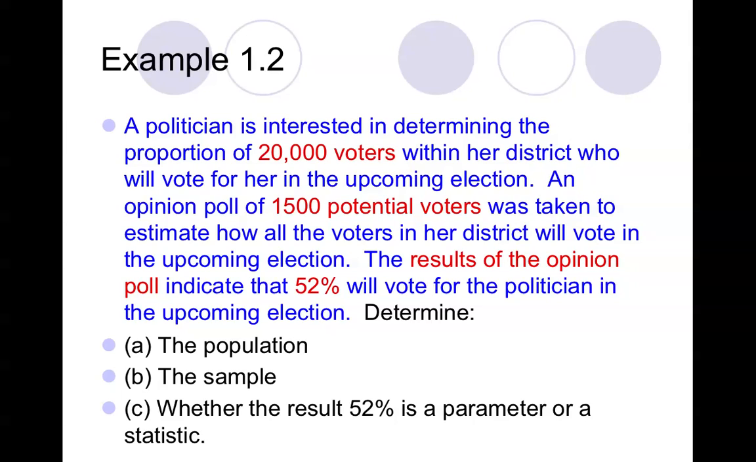So part A, what's the population? Remember, the population is all objects of interest, all of them. Part B, what's the sample? The sample is a portion just taken for study from the population. And part C, is 52% a parameter or a statistic? Now remember, if it's a parameter, the 52% is an indication of how many people will vote for the politician from the population. If it's a statistic, the 52% is a representation of the proportion of people who will vote for the politician from the sample.